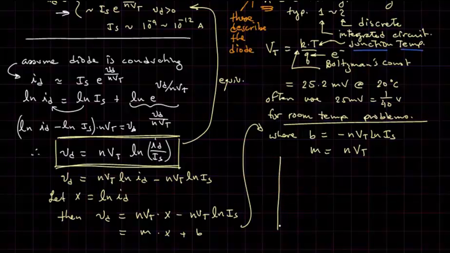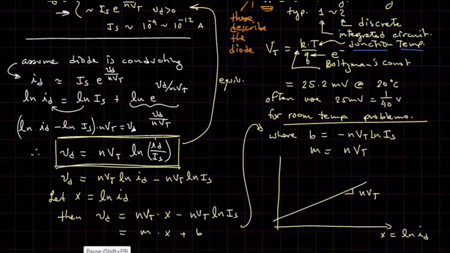Alright, so let's plot this. If we plot X, which is really equal to the log of ID, we find that we have a straight line. The slope is nVt, and the intercept is going to be minus nVt log of Is. And the vertical here is Vd.